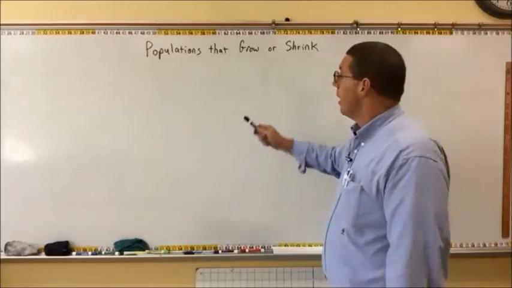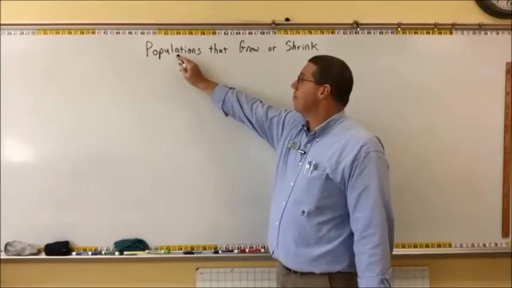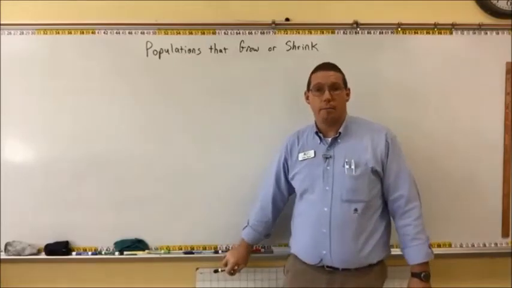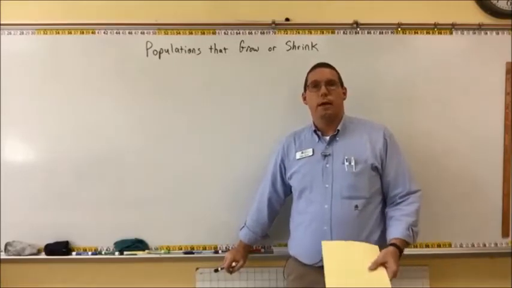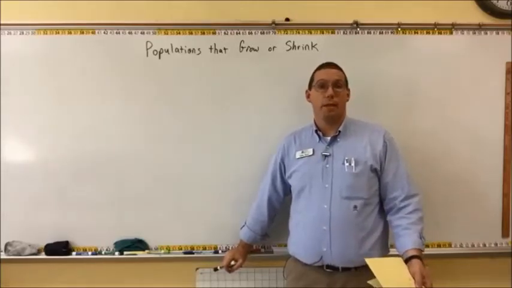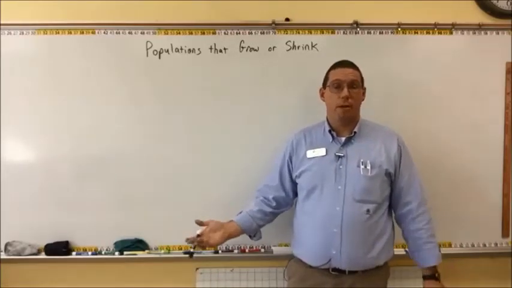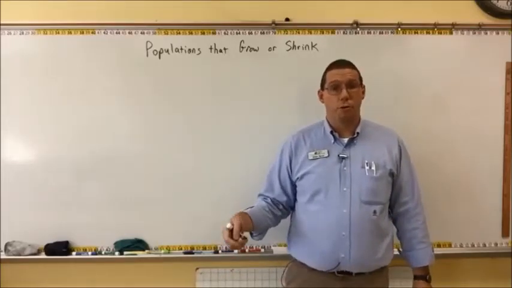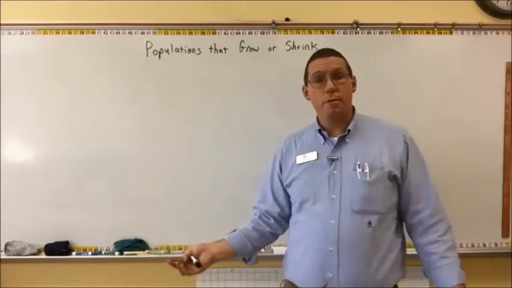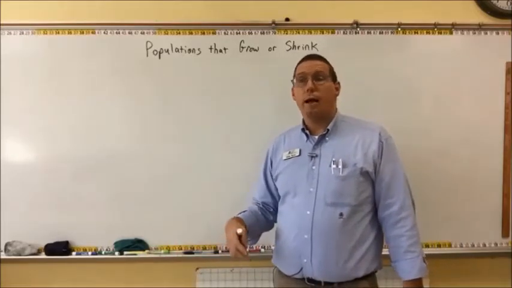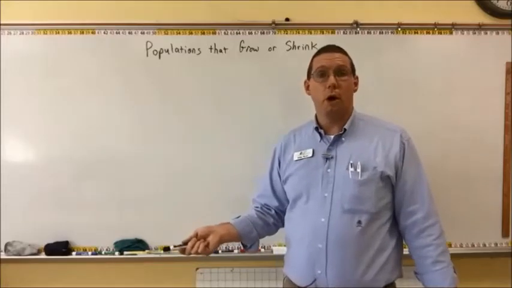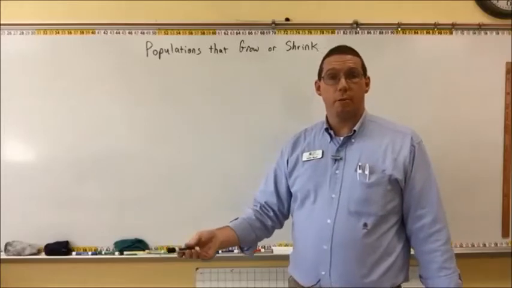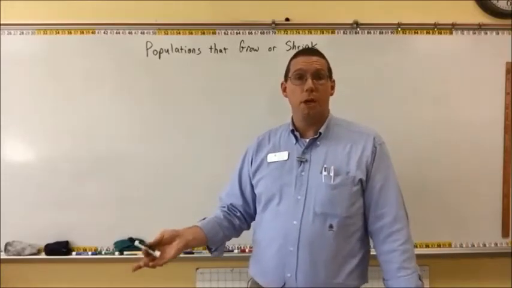We're going to start learning about how populations that grow or shrink over time, and how we can calculate how many there will be in the population. Let me give you an example. We've got the population of Earth, and over time the population of Earth grows. There are good reasons to try to understand how many people will be on Earth in 30 years, and there are formulas we can use to calculate that.